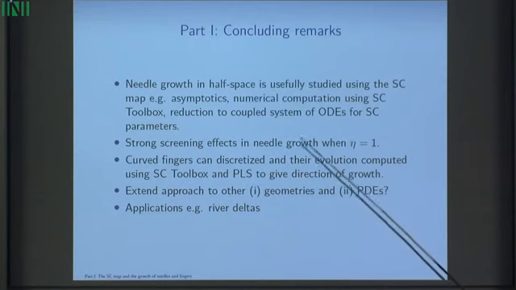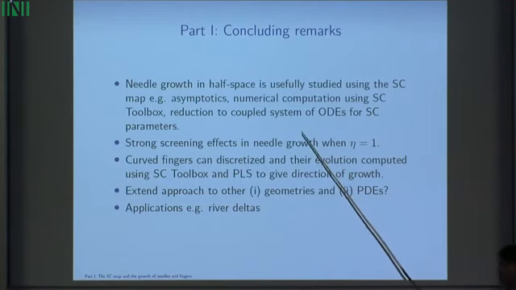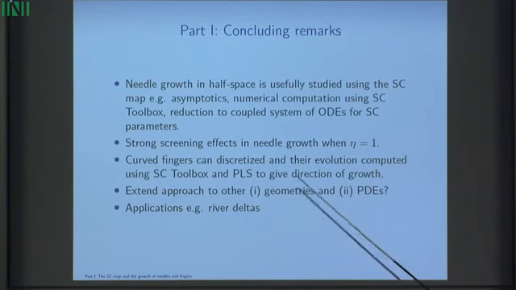So we can compute needle growth, which is usefully studied using the Schwarz-Christoffel map. You can do all sorts of things: asymptotics, numerical computation using the SC Toolbox. And we can also reduce to a coupled system of ODEs for the SC parameters, and they all have nice agreement with each other. Strong screening effects when eta is 1. That's the natural choice of this screening parameter.